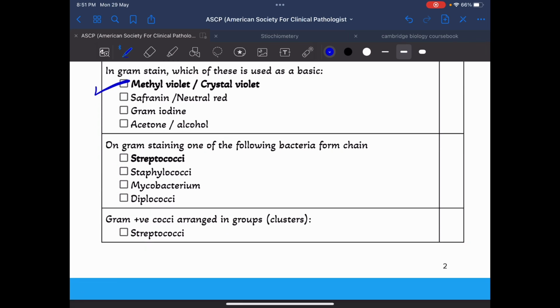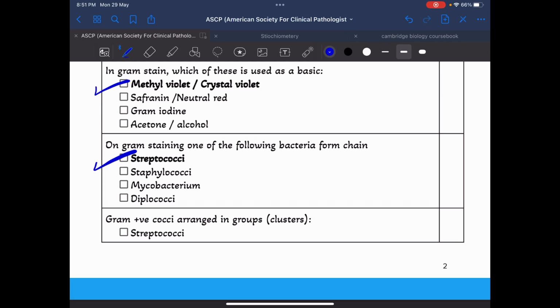On gram staining, which one of the following bacteria forms chains: streptococci, staphylococci, mycobacterium, diplococci. The correct answer is streptococci, which appear in chains. It will be like this. Staph is grape-like. It will be like a grape-like formation. Diplococci will be two cocci attached to each other.